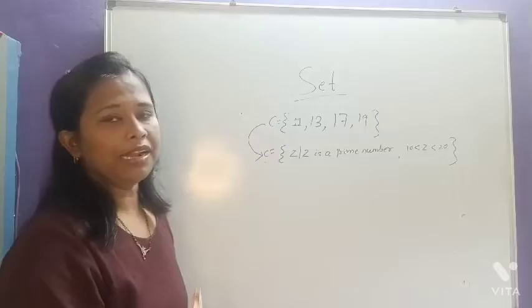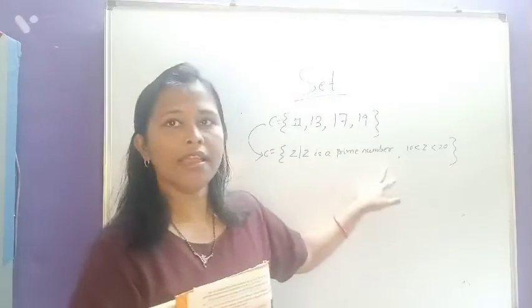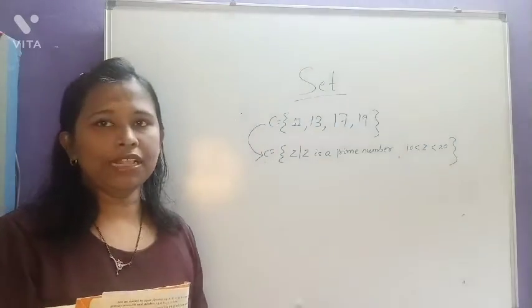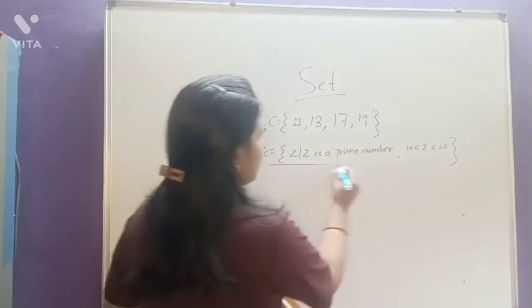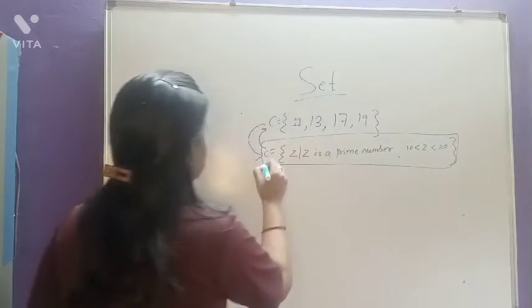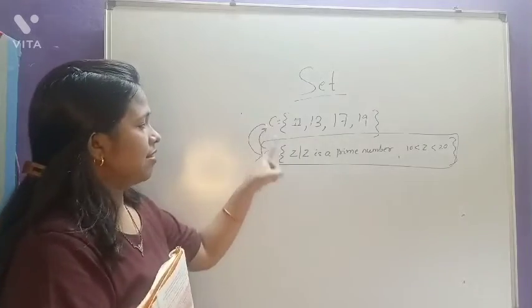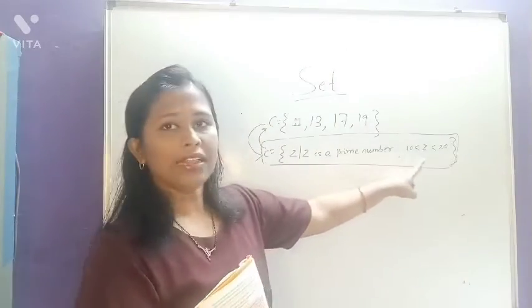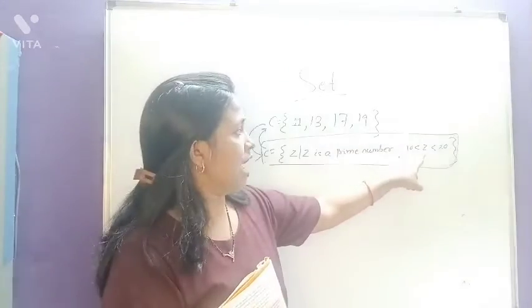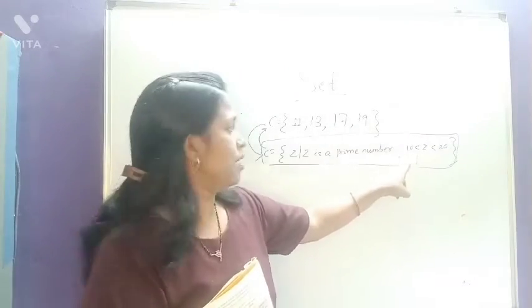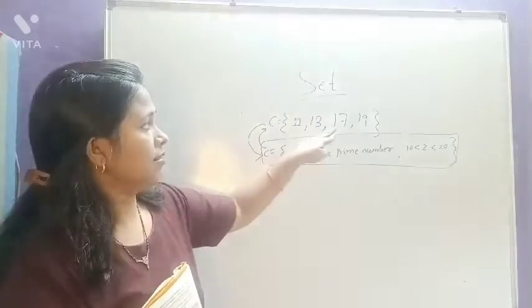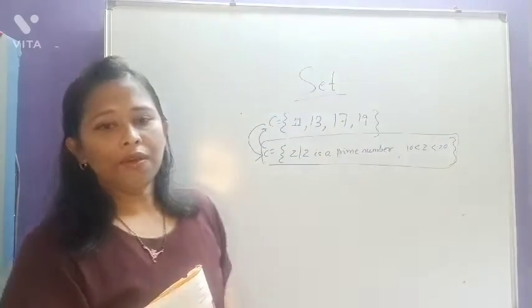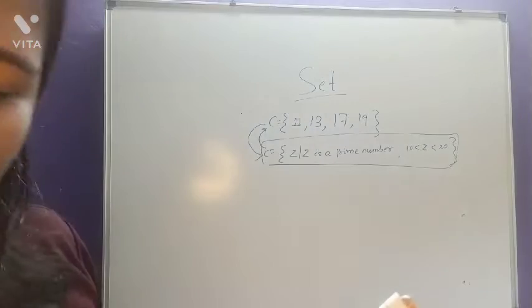If in your exam it is written in rule method and you have to convert it to listing method, then in the same way, if this is given, you can write this. C is the set where C is a prime number, and the condition given is that the prime numbers lie between 10 and 20. So you can write 11, 13, 17 and 19. Okay. Next, one more question.